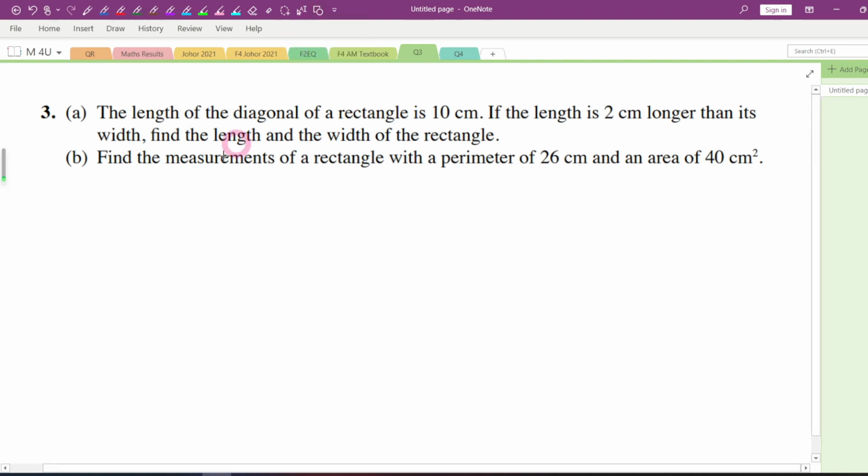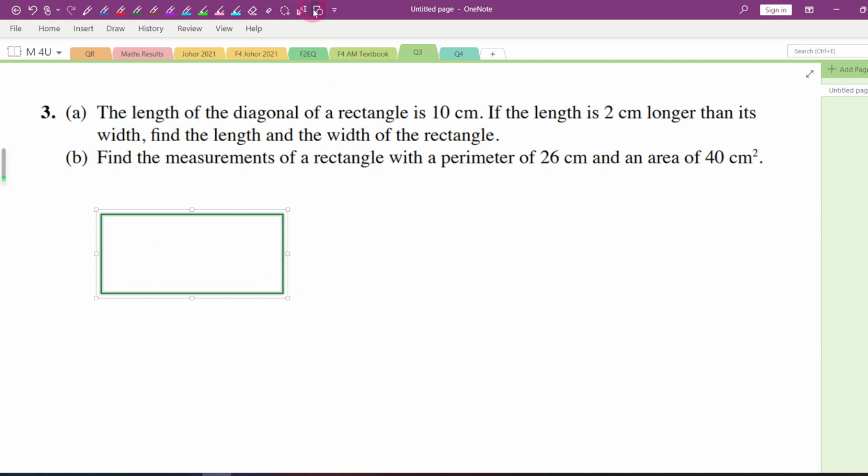Let me sketch a diagram for you first. Now I have a rectangle over here, and the length of the diagonal, which is over here, is 10 centimeters. I want to find the width and the length of this rectangle.